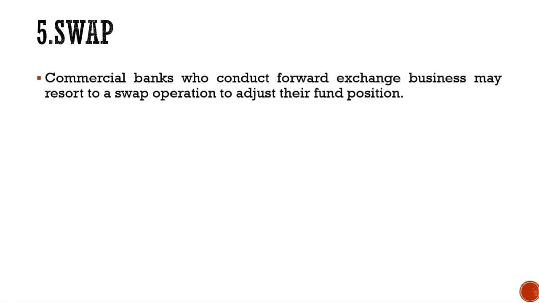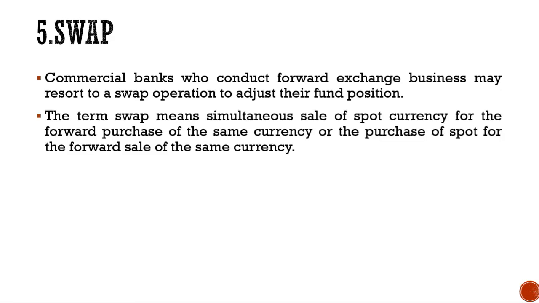The next type is called the swap or the swap point. Commercial banks who conduct forward exchange business may resort to a swap operation to adjust their fund position. The term swap basically means simultaneous sale of spot currency for the forward purchase of the same currency, or purchase of spot for the forward sale of the same currency. The spot is swapped against forward.